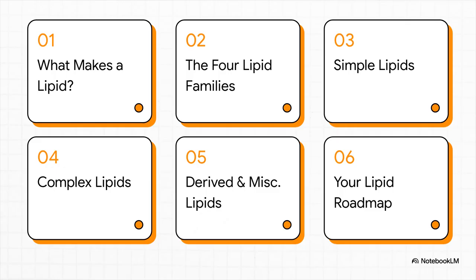So here's our game plan. First, we'll figure out the one secret rule that makes a lipid. Then, we'll get to know the four main branches of the family, starting with the simple stuff and moving to the more complex players. By the end of this, you'll have a complete roadmap to this whole group of molecules.